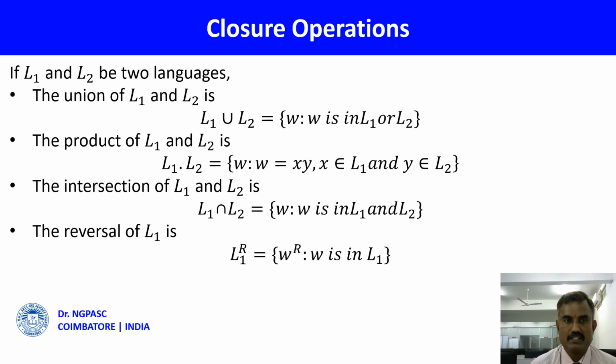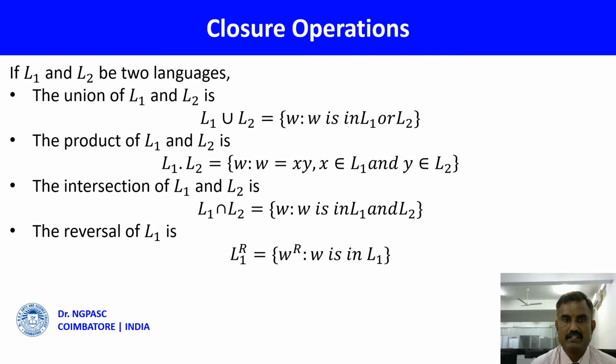The first one is union. Let L1 and L2 be two languages. The union of L1 and L2 is denoted by L1 union L2, which is equal to {w such that w is in L1 or L2}. That means the word belongs either to the first language or to the second language. For example, L1 equal to {ab, cd} and the second language L2 equal to {ba, dc}. Then L1 union L2 is equal to {ab, cd, ba, dc}. So every element belongs to either L1 or L2.